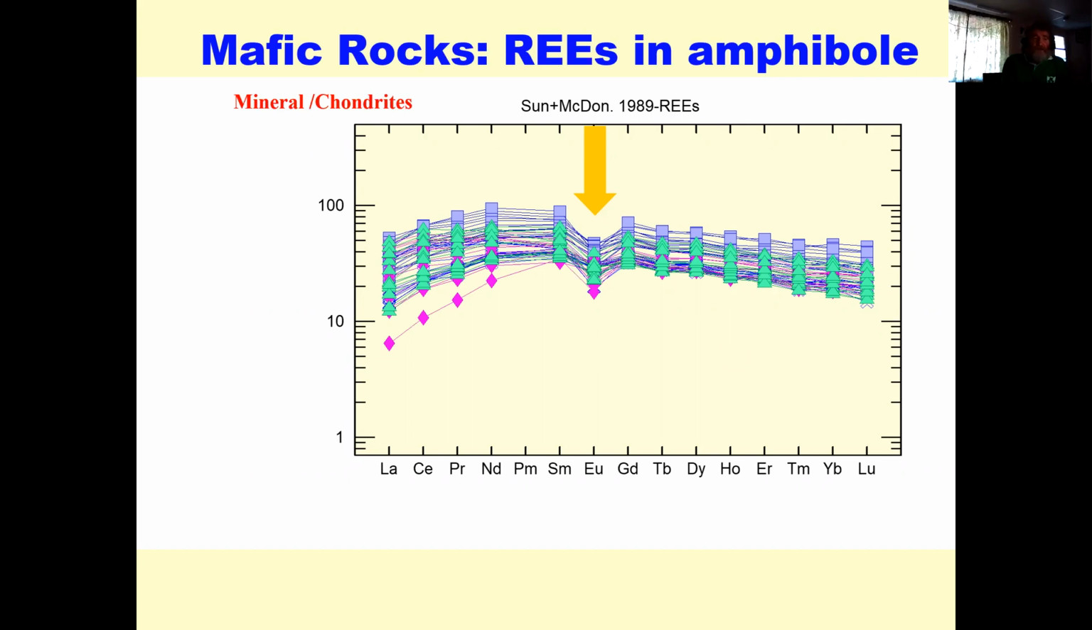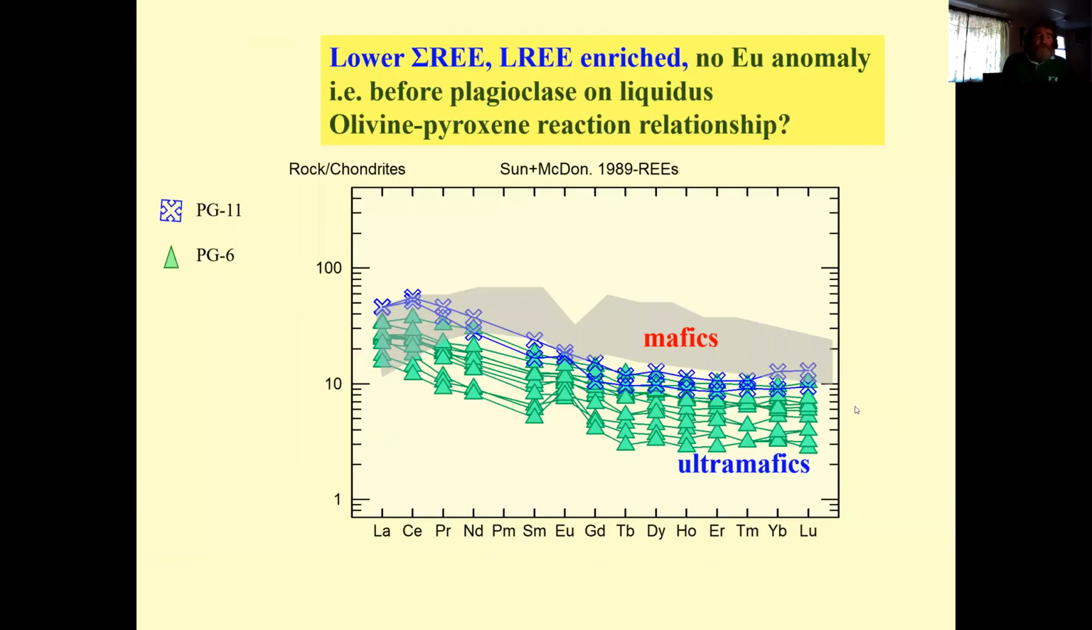However, if you compare that with the ultramafics, you get a different signal. No europium anomaly, before plagioclase was on the liquidus, quite likely, telling us that these hornblendes grew perhaps from the olivine pyroxene reaction relationship, but before hornblende was necessarily on the liquidus.